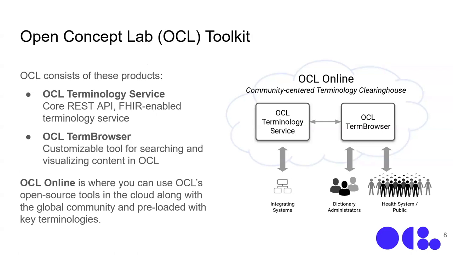I don't think we need to go too deep into this, but I just wanted to show that there are a couple of products that OCL uses all together. The REST API that I mentioned before, which is also FHIR enabled, is the terminology service. This is that technical backend that everybody is going to be using in some way or another. The OCL term browser is what we'll actually go through today, which is the user interface. It's this tool where you can search and visualize and start to collect content in OCL without having to know fancy REST calls or anything like that. And both of these tools can be deployed on a local environment. Some countries have elected to do that when they have the right use case for it.